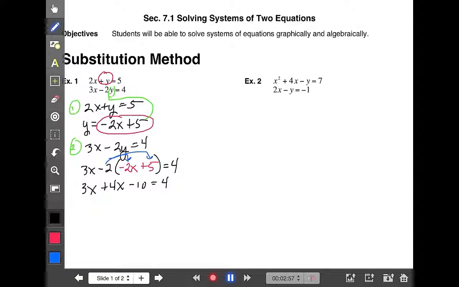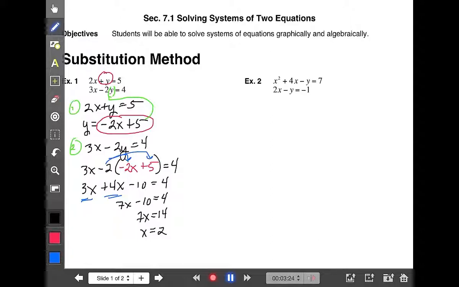Combine like terms. These are like terms, this one here and this one here. So collecting like terms, I have 7x minus 10 equals 4. Don't we add 10? 7x is equal to 14, and divide by 7. So x is 2.